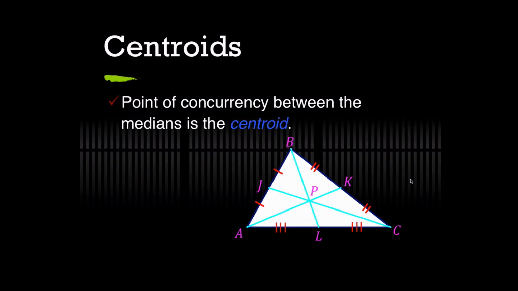So if you look at the median AK, it passes through the point A, which is one of the vertices, and it passes through the opposite midpoint. And then just like what has happened in the other centers, all three of those medians meet in one point, which we label P here, which is called the centroid. And you know it's going to have some special properties, right? Any guesses?